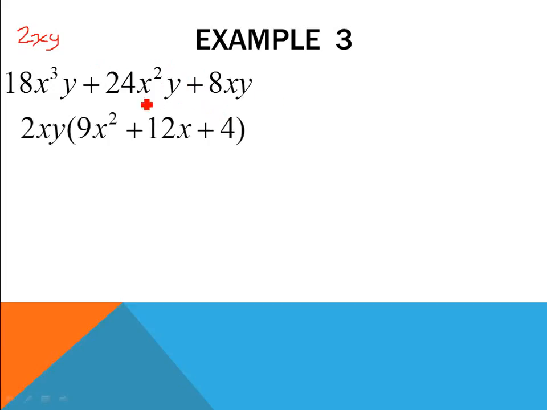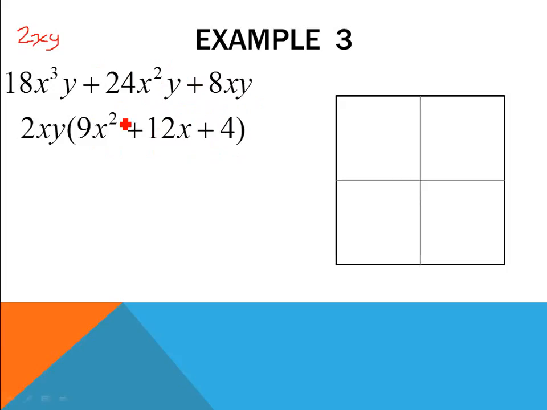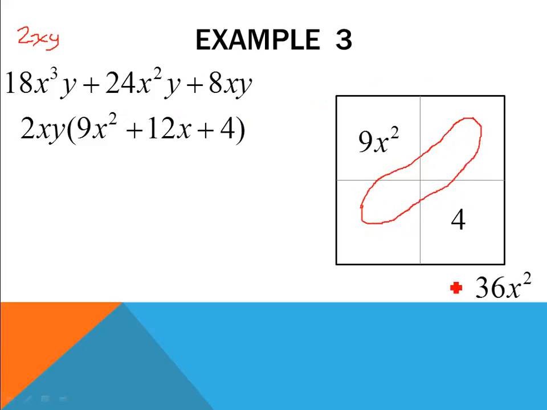Okay, so now let's look at our rectangle. Some might recognize this is a special kind of case also. If you recognize it, great. If not, this box technique works. So 9x squared in the corner, 4 in the other corner. 9x squared times 4 is 36x squared. I need 2 terms to go in here that will multiply to give me 36x squared, but they have to add to give me 12x.